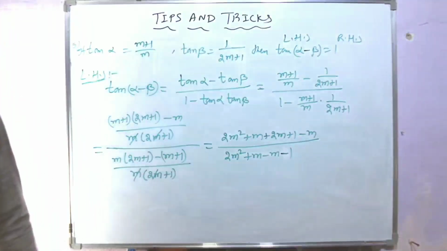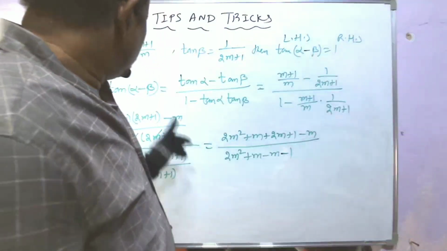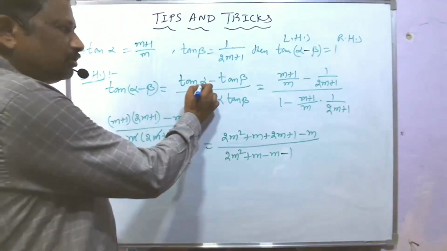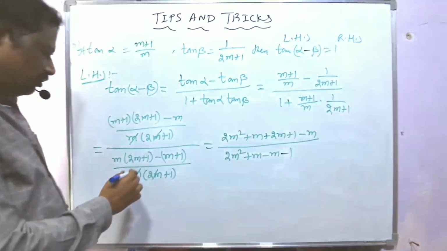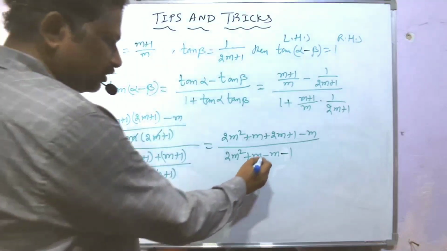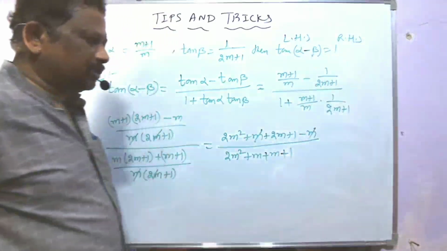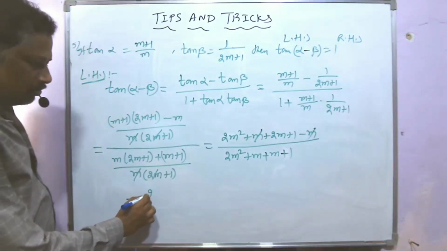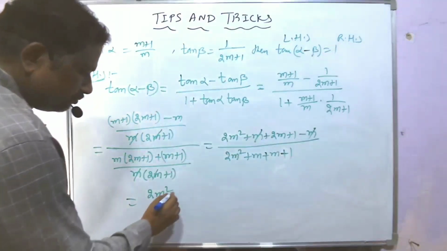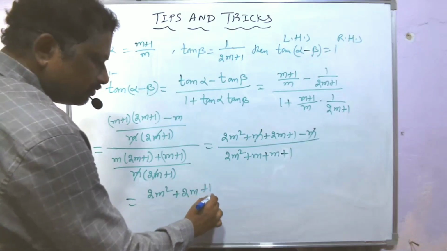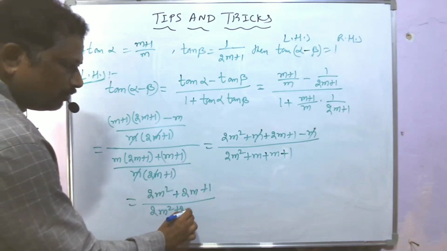Okay, here if you have doubt, immediately raise it. Next observe, here tan alpha minus beta means tan A plus minus tan B, here plus will come. Here you should be careful about that one, otherwise you won't get similar answers, you will get a different answer. Plus m minus m gets cancelled. So what we get here? 2m square plus 2m plus 1 divided by 2m square plus 2m plus 1.